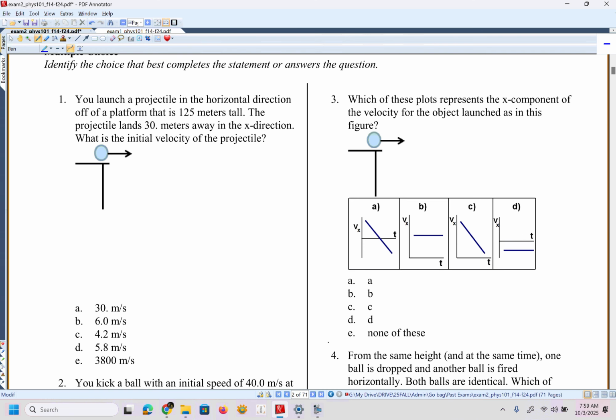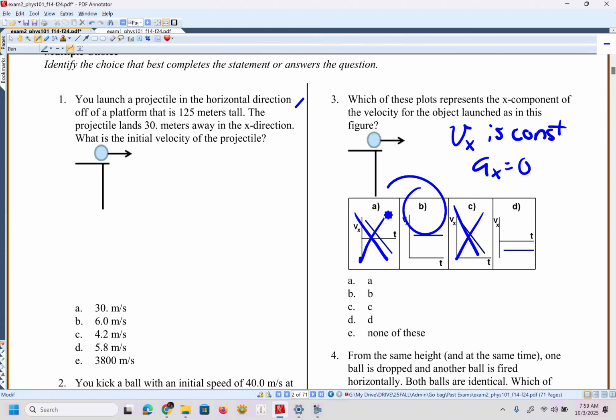This is the x component of the velocity. Remember that Vx doesn't change. It's constant because Ax is equal to 0. So if I'm plotting Vx, it's not going to change. So A and C would be wrong. And then if it's left to right, it's positive. If it's right to left, it's negative. In this case, which is it? Positive or negative? What is it? Positive, that's right. It's positive, so B is the right answer.